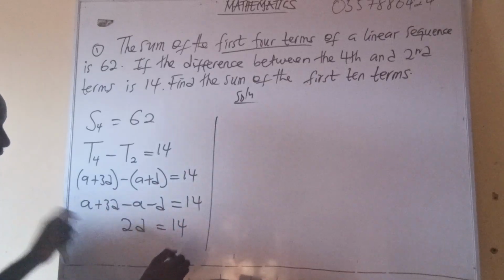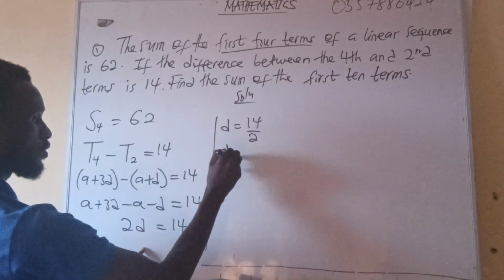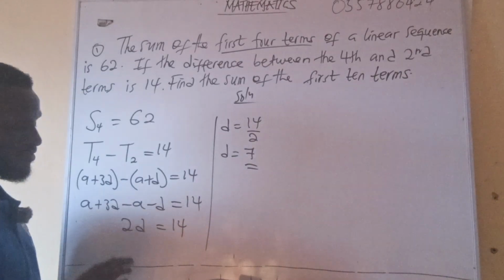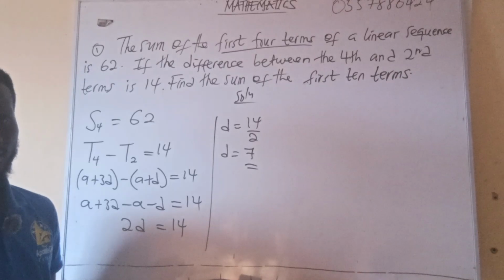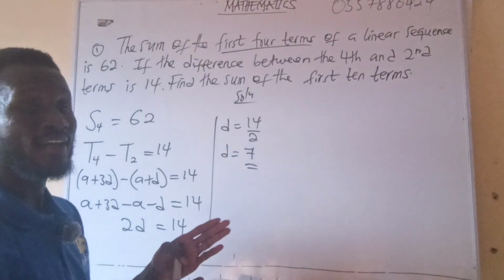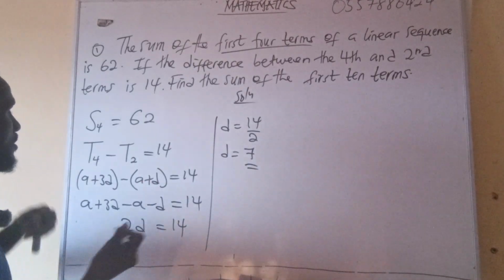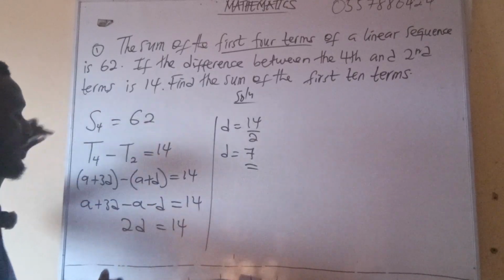At this point, we can say that D is equal to 14 divided by 2, so D is equal to 7. This is the common difference. We have other questions where you're supposed to do a lot of simultaneous equations before you can get the answer. Now let me come to the sum of the first four terms, which is equal to 62.